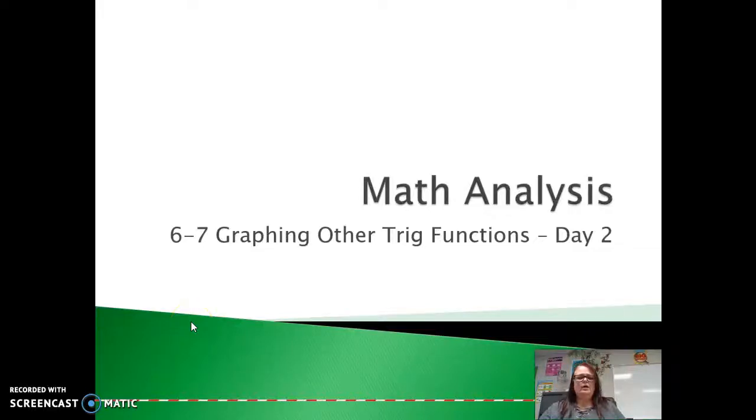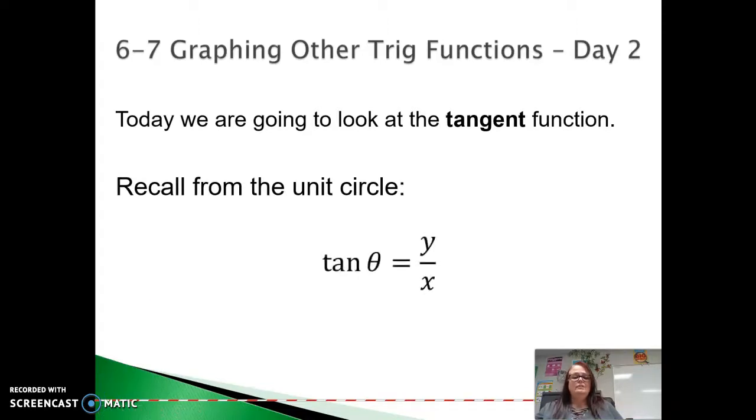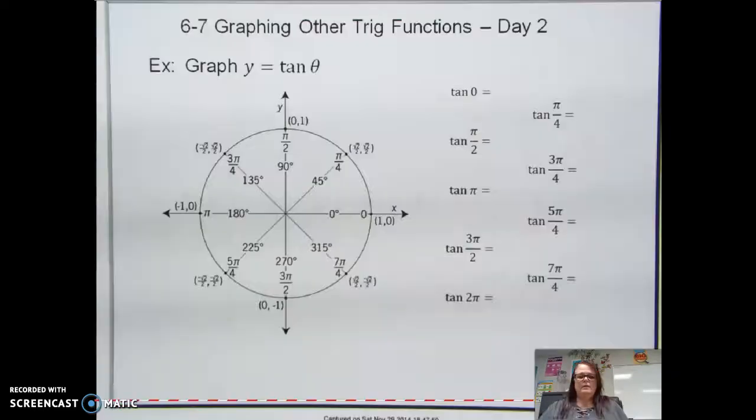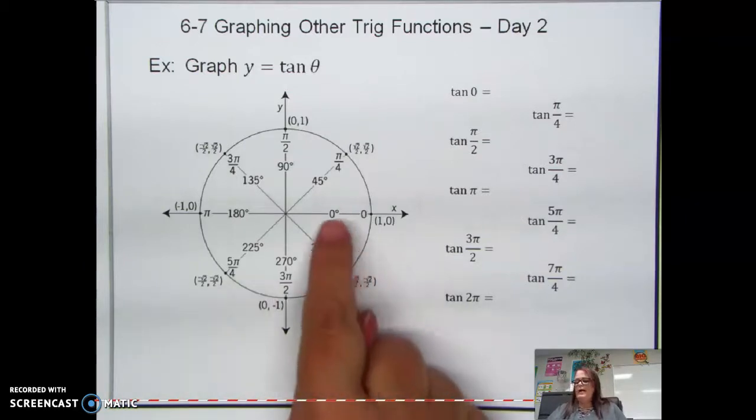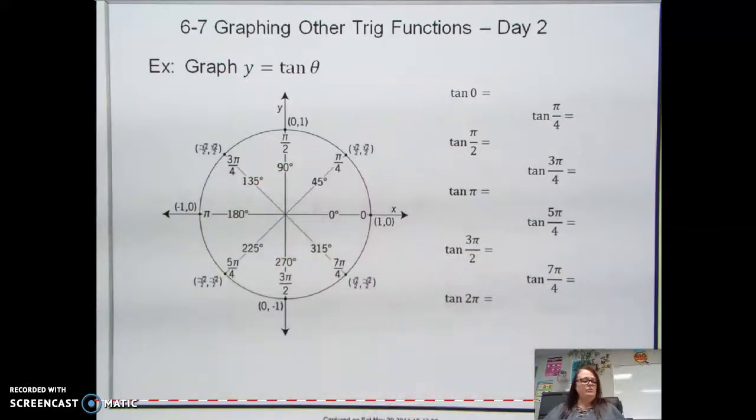All right, so we're going to be talking about section 6-7, which is going to be talking about graphing tangent. And so that is the third of our big three functions that we're going to be graphing. And so we want to recall from the unit circle that tangent of theta is equal to y over x, opposite over adjacent. All right, so we're going to take this step by step and we're going to focus on the values at 0, pi over 4, pi over 2, 3 pi over 4. These are enough of the values in order to be able to talk about tangent of theta.